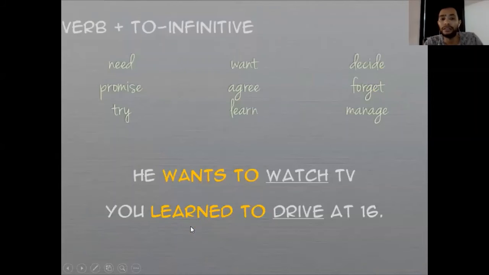You can also use it like this. Verbs with to that only take to, but some of them also take ing, like forget, try, or need, which have different meanings when they are used in the ing form. But take a look at the examples. He wants to watch TV. I cannot say he wants watching TV because it's incorrect. You learned to drive at age 16. You cannot say you learned driving at age 16 because it's incorrect, right?